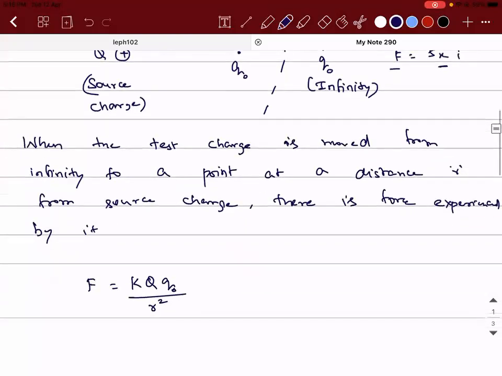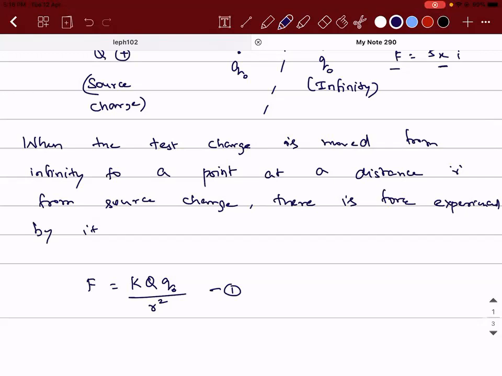K capital Q into Q naught divided by R square. Please tell. When it is not in the electric field, then what kind of electrostatic energy is it? That is right. I'll tell you how it actually happens. Okay, you have written this expression, no?